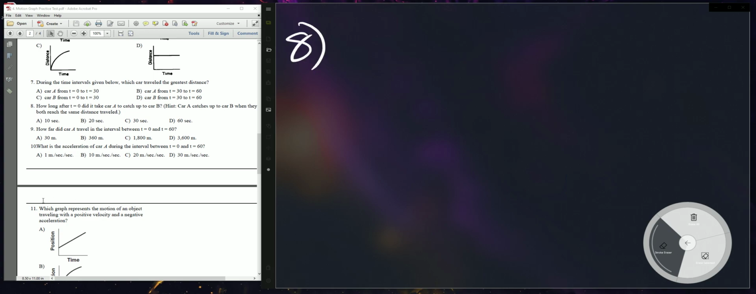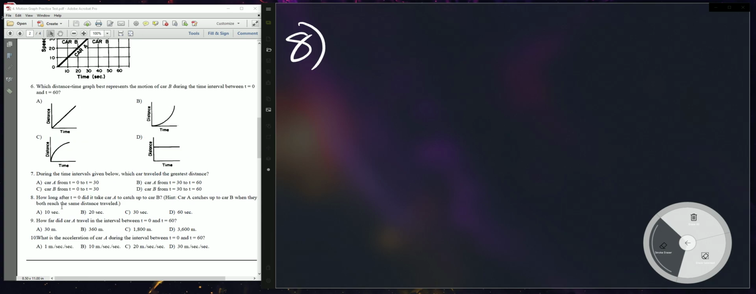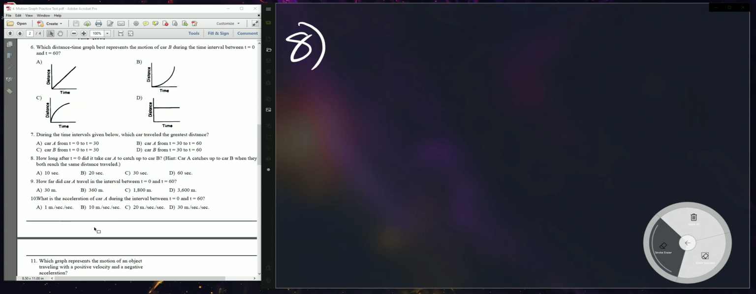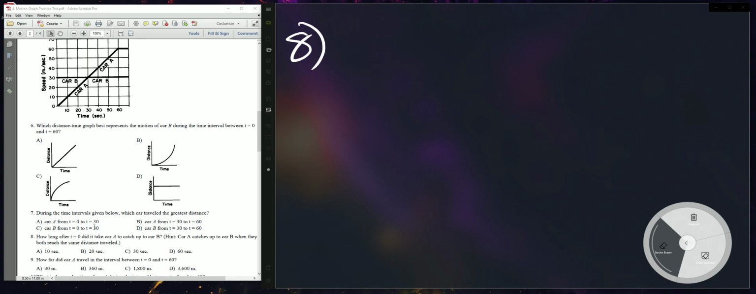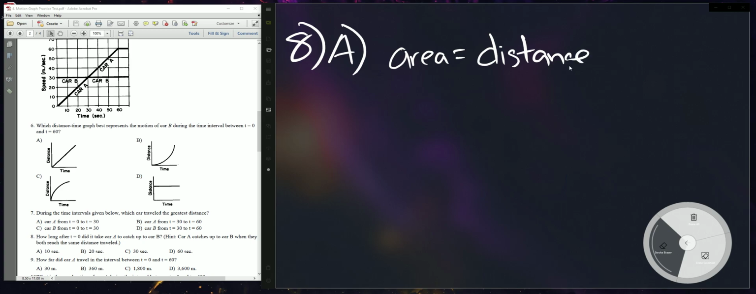Now question 8. After t equals 0, how long did it take car A to catch up to car B? They catch up when they reach the same distance traveled. You didn't really have to do math for this. They catch up when they reach the same distance, and we know that your area is your distance in a VT graph only.